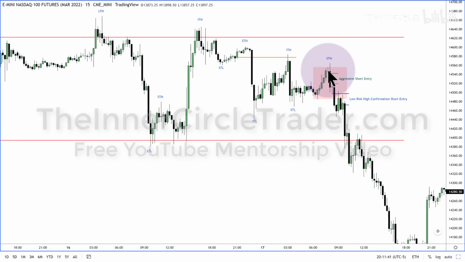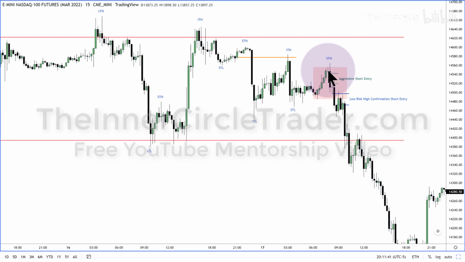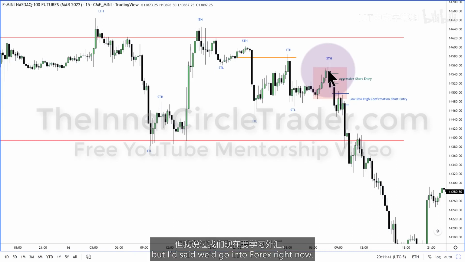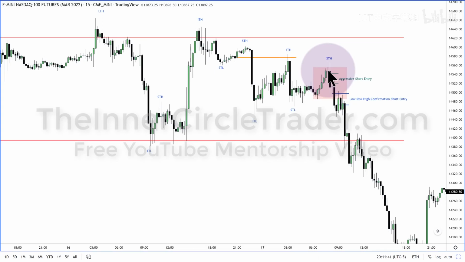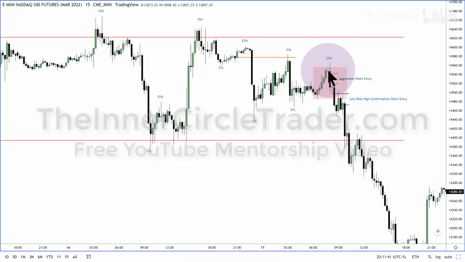Now, framing that within the context of Forex, they would be utilizing the fundamental idea of interest rate differentials, which I'll talk a little bit about. Not in this lesson, but I said we go into Forex. But right now, we're teaching price through this medium in index futures. But this stuff works in Forex, period. Okay? There's no reason to question whether it's just only going to work in this. It works in all markets.